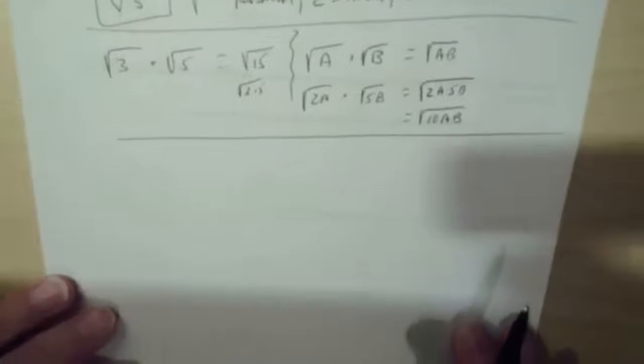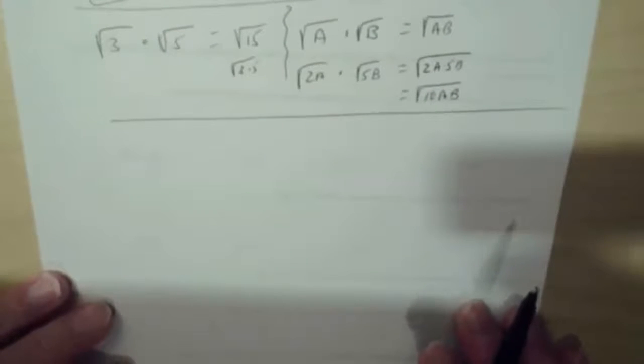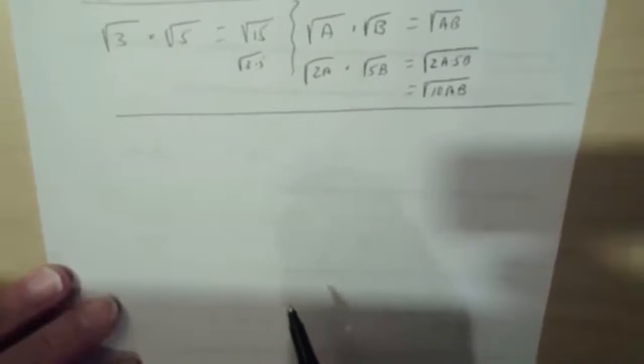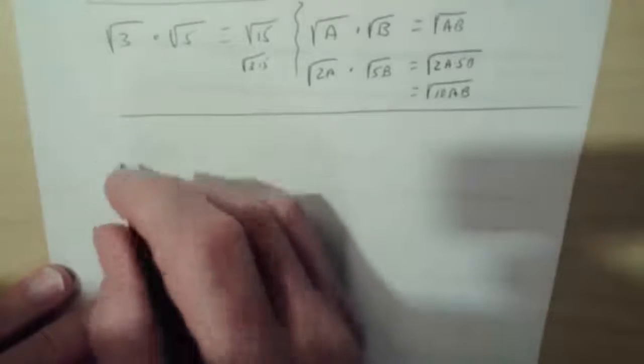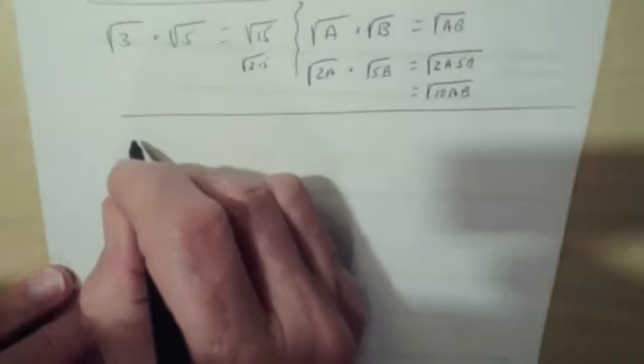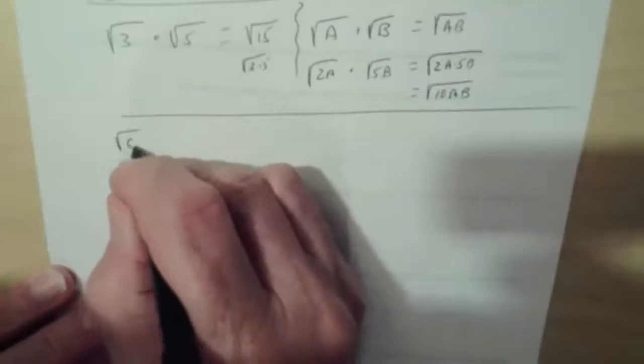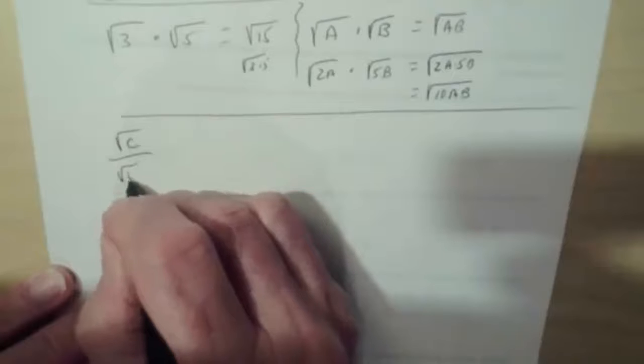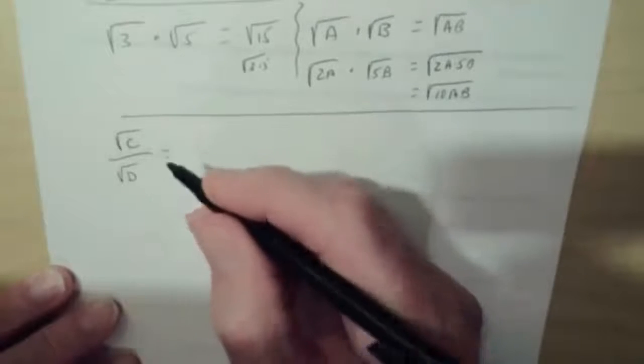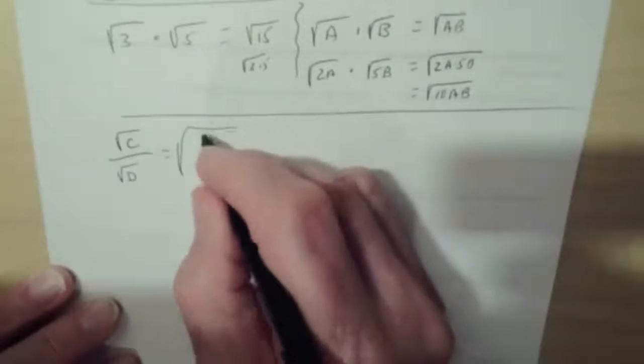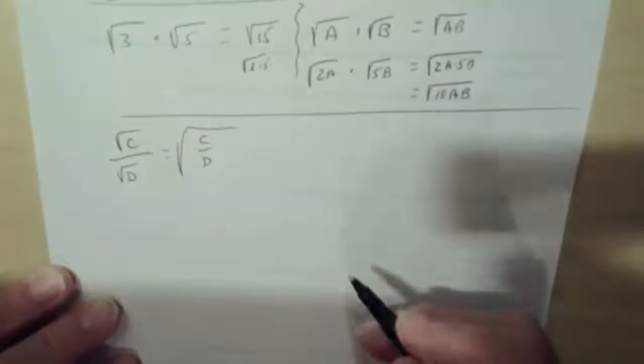Now, the quotient rule is basically the same thing. If you have the square root of c over the square root of d, you can put it under the same radical, a great big one, c over d.